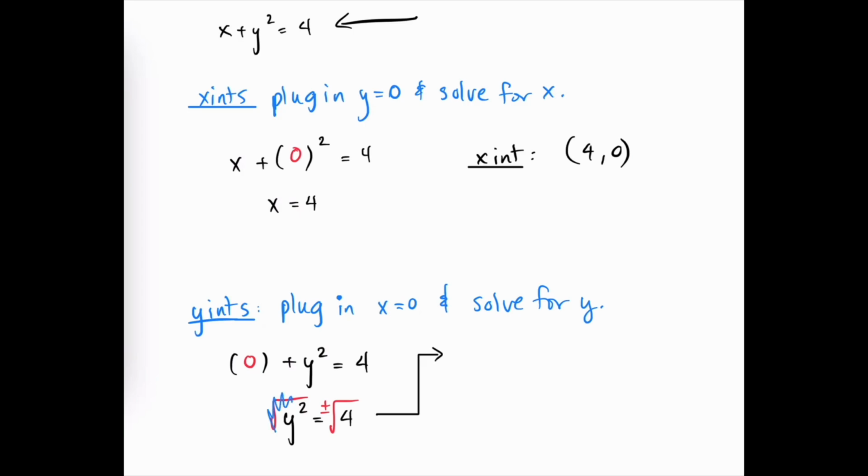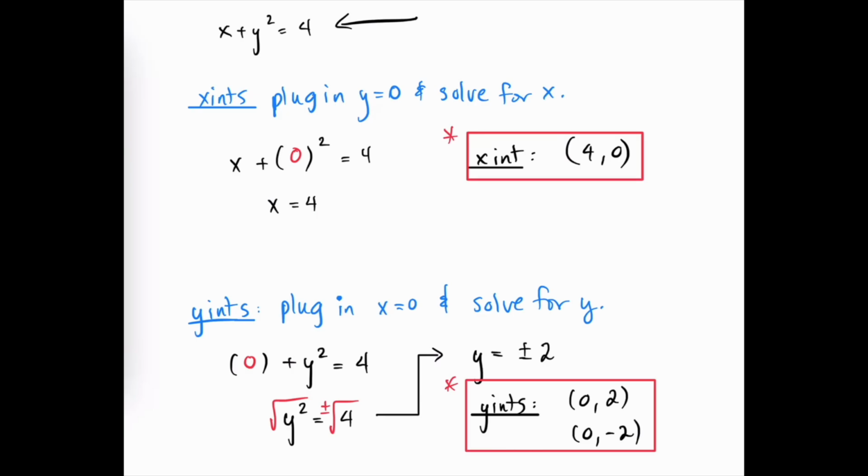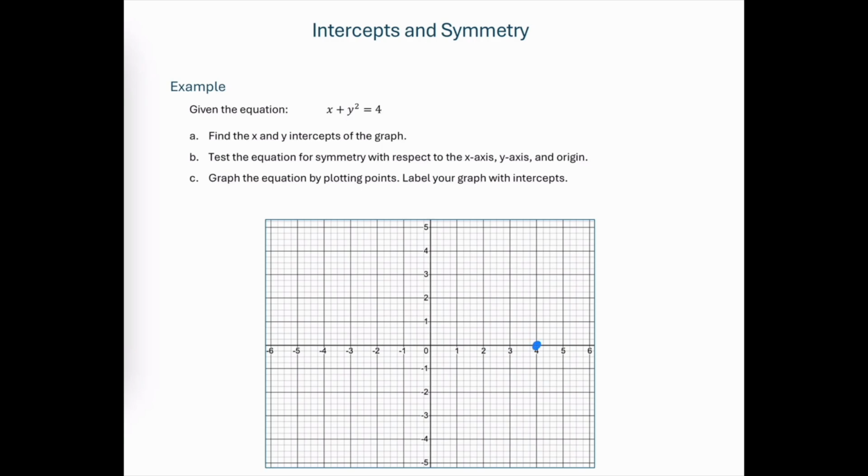So the square root of a quantity squared cancels each other out, and on the left-hand side we have just y, and on the right-hand side we have plus or minus 2. So in this equation we actually have two y-intercepts, one where the x-coordinate is 0 and the y-coordinate is positive 2, and the other where the x-coordinate is 0 and the y-coordinate is negative 2. So these are our intercepts. Let's take them back over to the graph and plot them on the Cartesian plane. So we had an x-intercept of (4, 0), and two y-intercepts, one at (0, 2) and one at (0, negative 2). So we've completed part A.